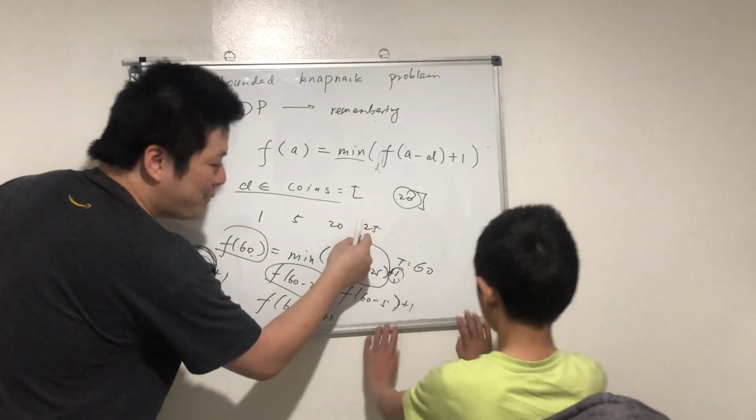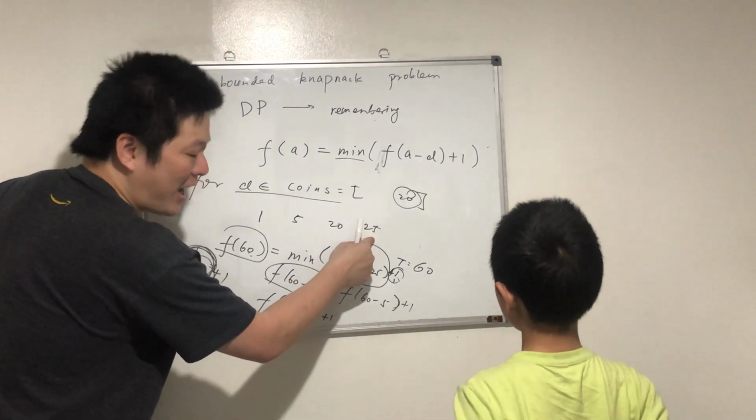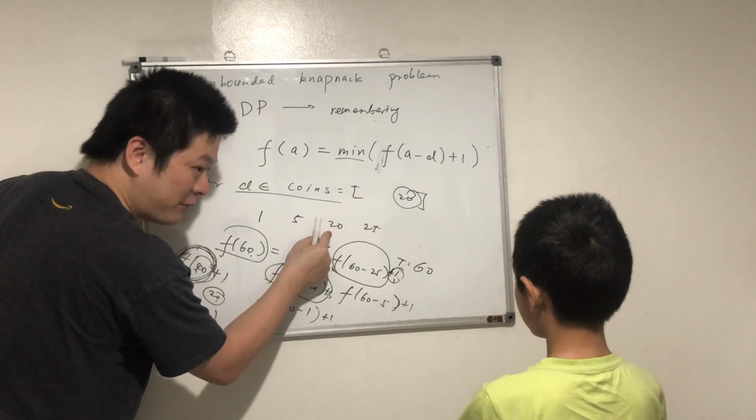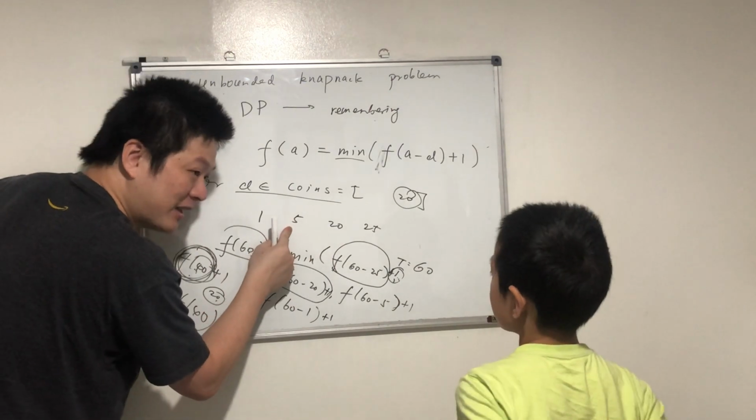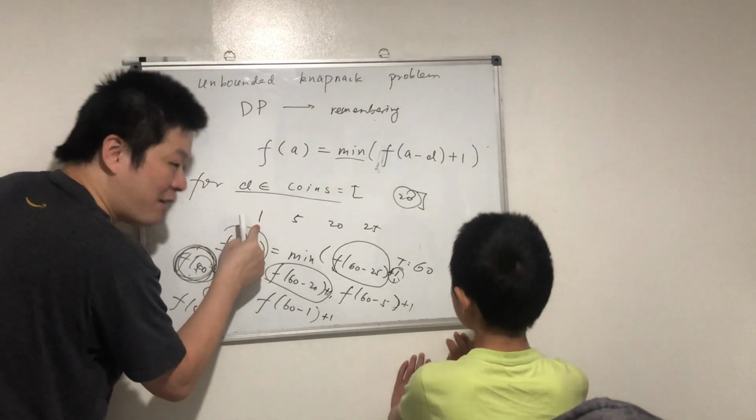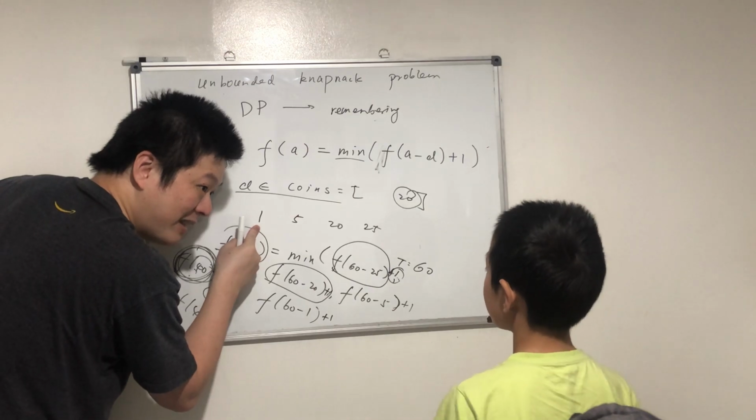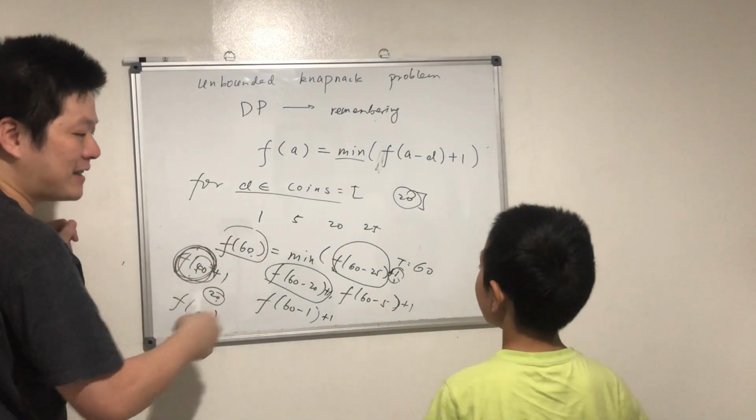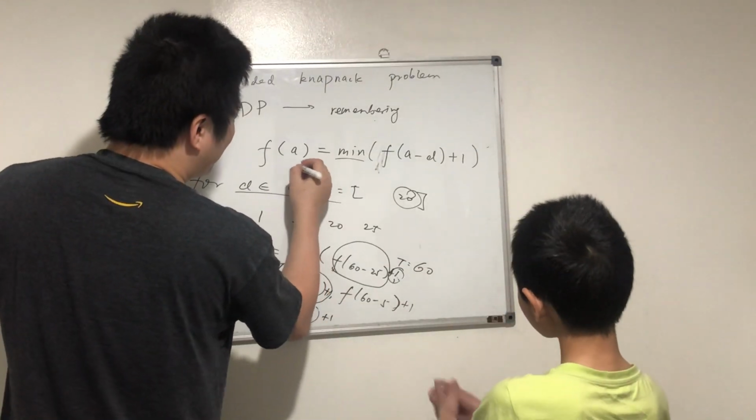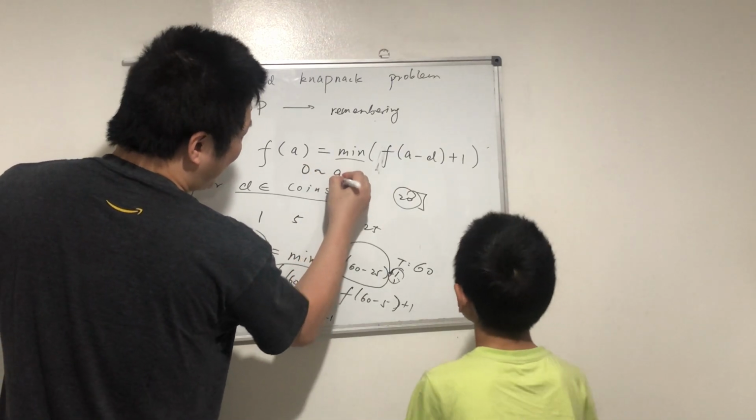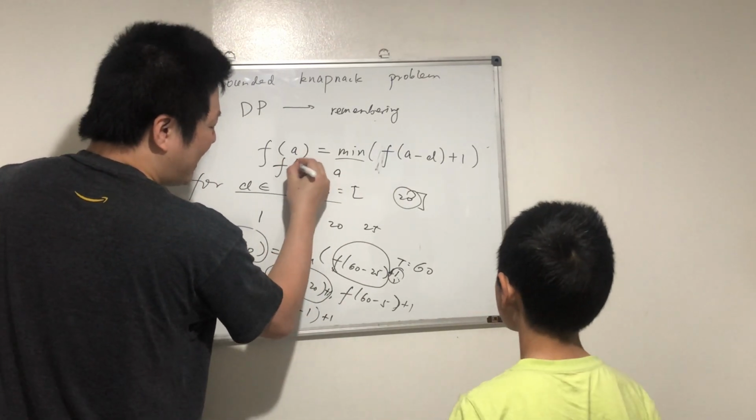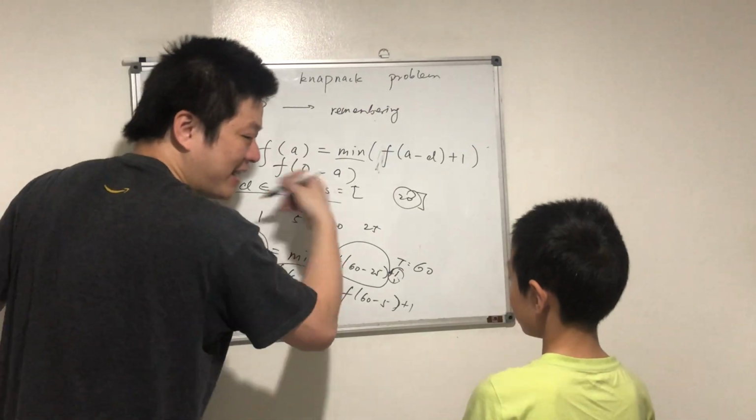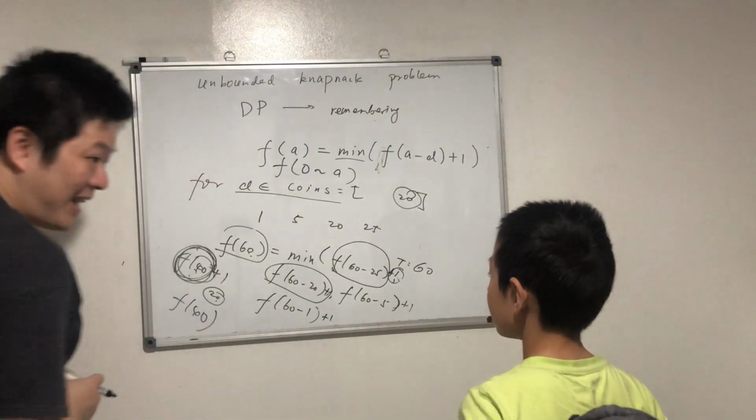F40 equals the min of F40 minus 25 plus 1, F40 minus 22 plus 1, F15 plus 1, and F19 plus 1, yeah? You see? So in this case, I updated all the values from 1 to A. I don't need to calculate again. Does it make sense?